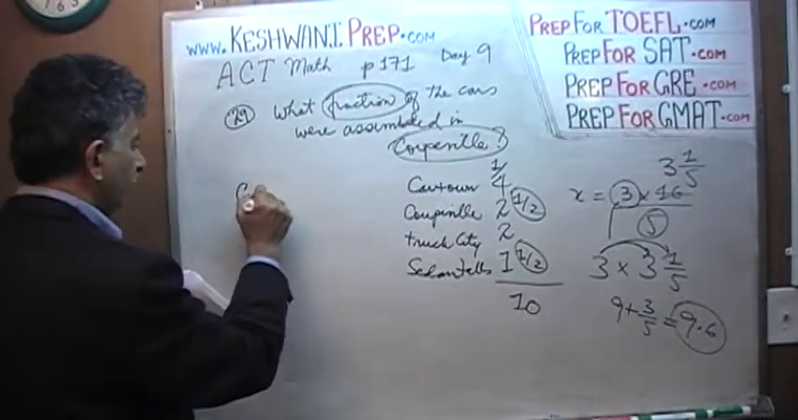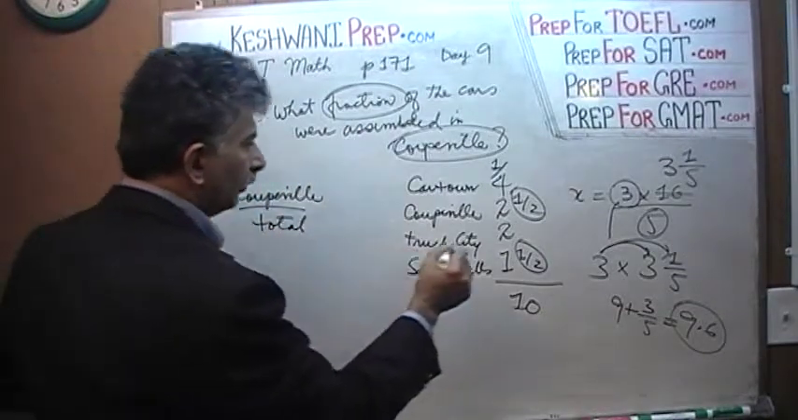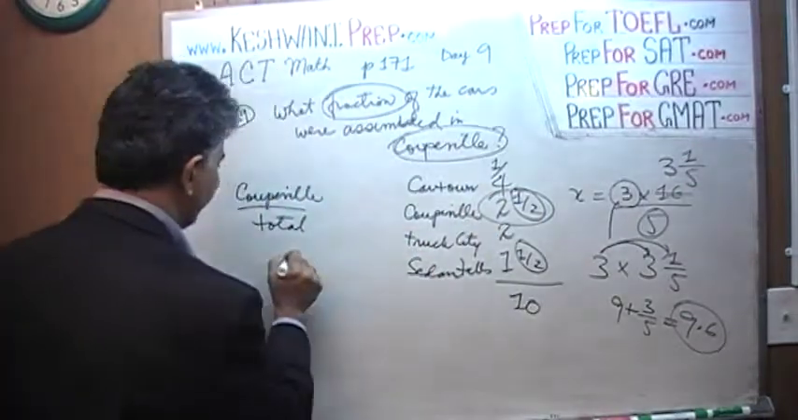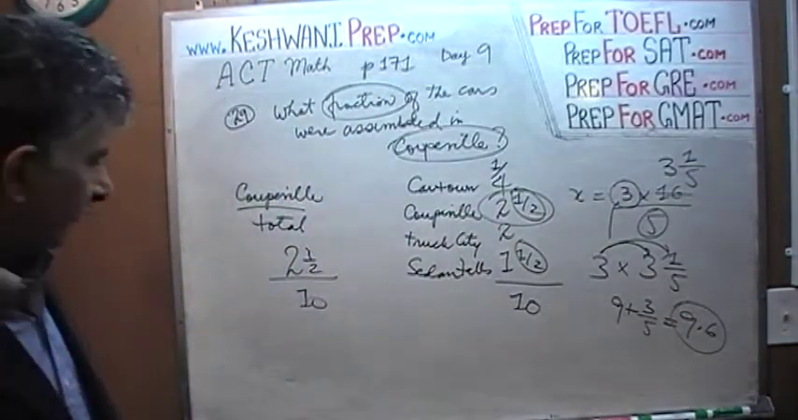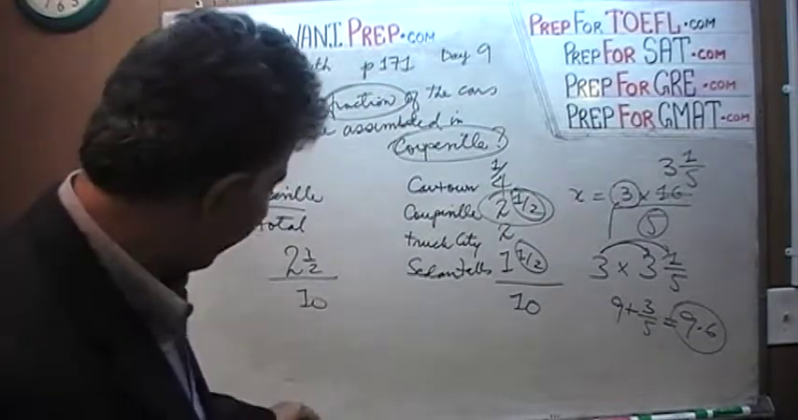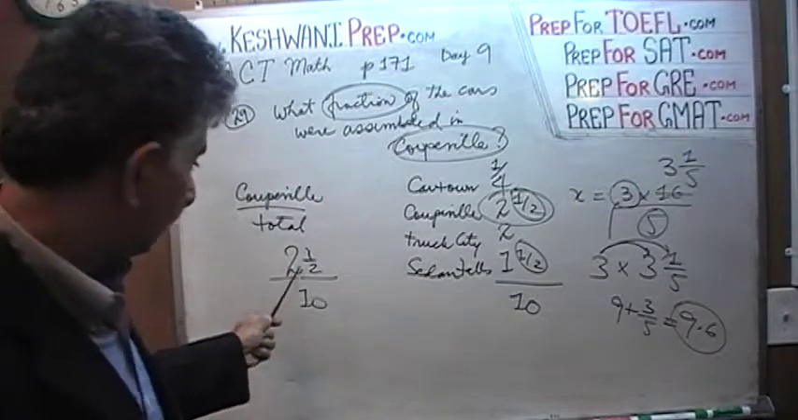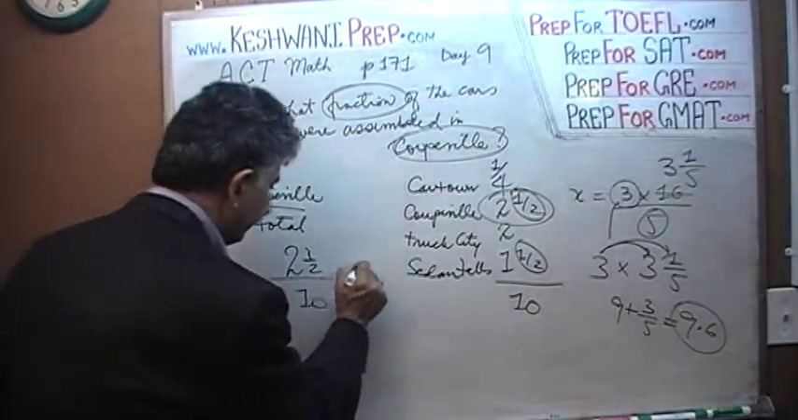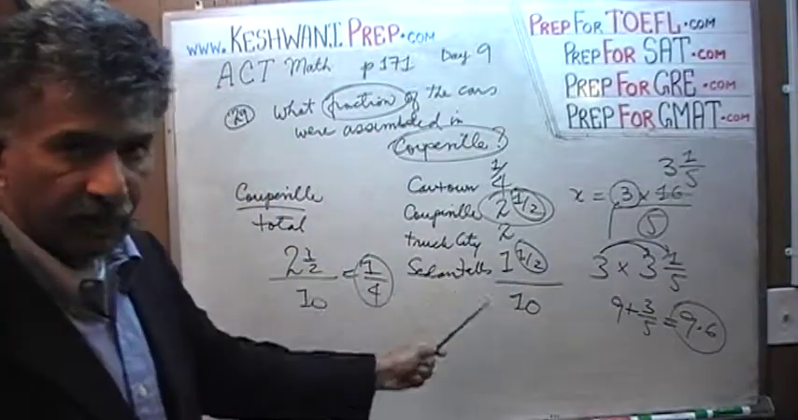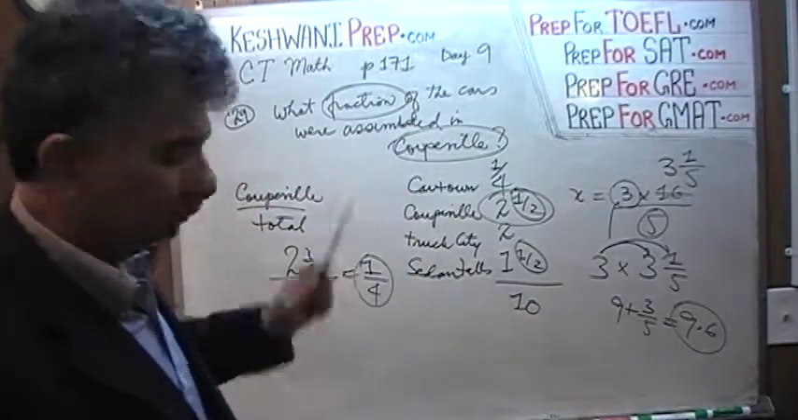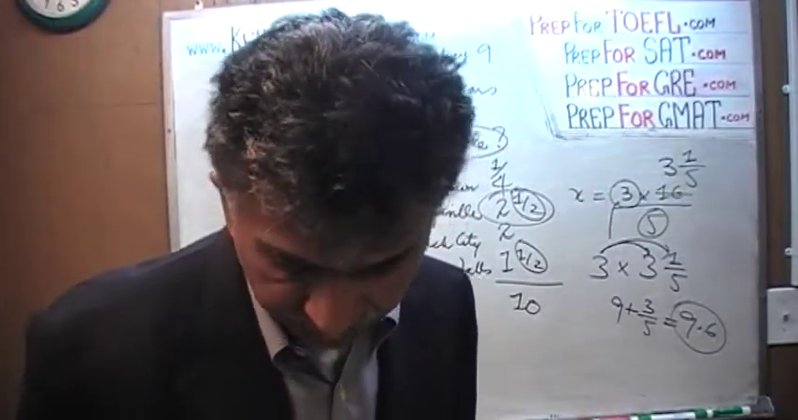Well, that's Coopville over the total. Coopville is 2.5 right here. It's 2.5 over 10. 2.5 is what fraction of 10? 2.5 times 2 is 5, and 5 times 2 is 10. So this is 1/4. That's solved. One out of every 4 cars out of these 10,000 cars was assembled in Coopville. The answer is 1/4. The answer is B.